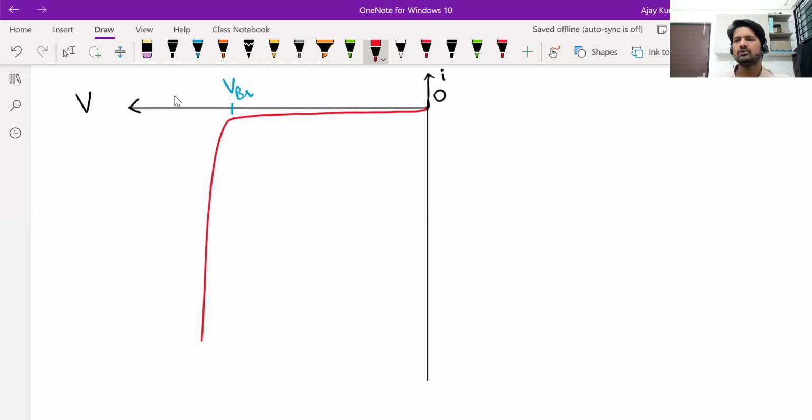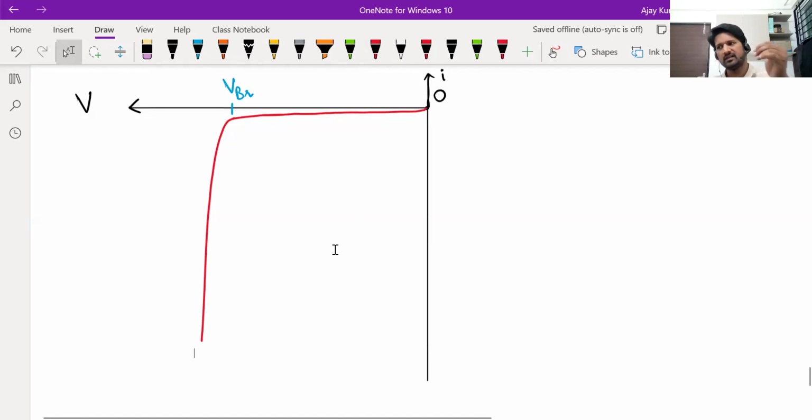Okay, and that usually results in damage of the PN junction. That voltage is called breakdown voltage. So in forward bias also there are limits to current. In reverse bias, that current which is enough to damage the junction will be produced once you cross the breakdown voltage.